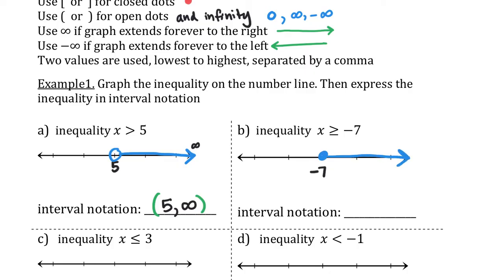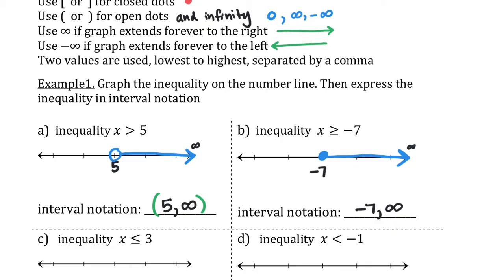Now for interval notation, I go from left to right, lowest to highest. The lowest part of the graph that is shaded is at the negative 7. So this graph goes from negative 7, comma, and then it's shaded all the way to the right forever and ever, which we represent as infinity. So negative 7, comma, infinity are the two values that are my minimum and maximum.